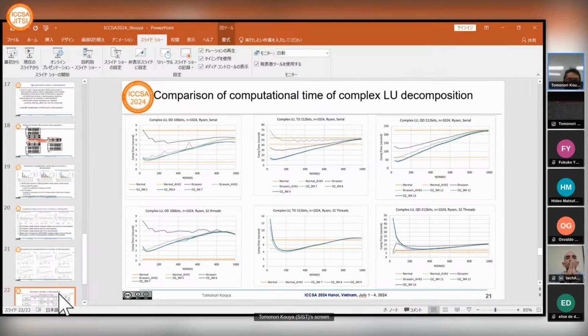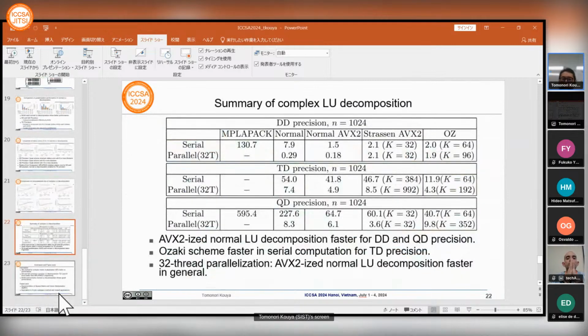So this is the summary of complex LU decomposition. Simulated normal LU decomposition is faster for double and quadruple precision arithmetic, and Ozaki scheme is faster in serial computation for triple precision, and with 32-thread parallelization, AVX2 simulated normal LU decomposition is faster in general.